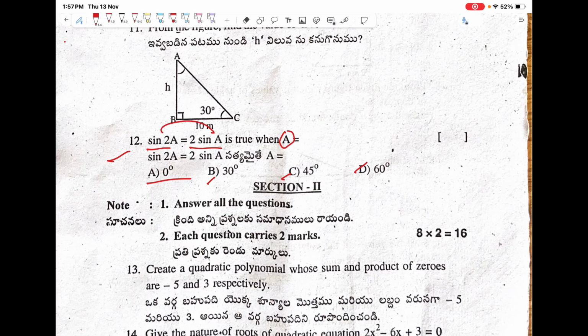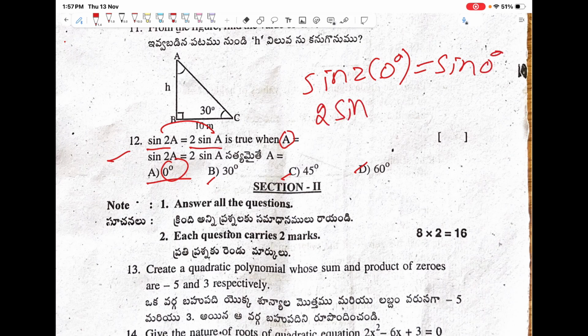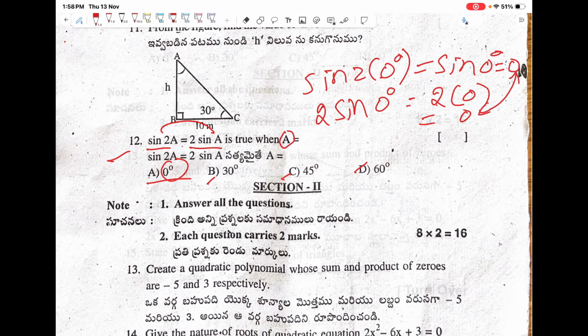Since it is a one mark question, don't give much time. Very simple logic: in the place of A, you place 0 degrees. Sin 2 times 0 degrees equals sin 0 degrees. And then the next one, 2 into sin A, in the sense 0 degrees. Sin 0 degrees value is 0, so 2 into 0 equals 0. Here sin 0 degrees value is also 0. So that's all.